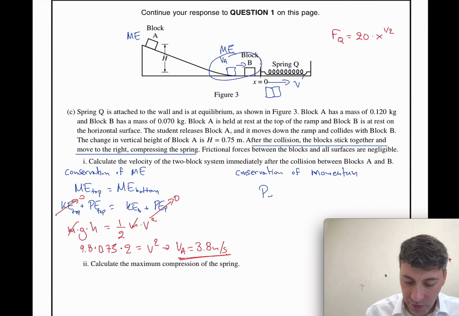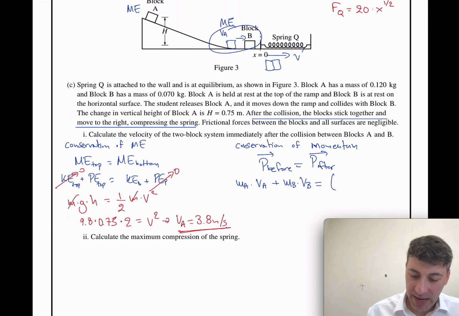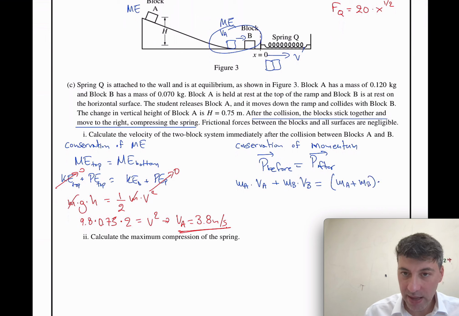So the momentum before is equal to the momentum after. So the mass of object A times the velocity of object A plus the mass of object B times the velocity of object B is equal to the combined masses, because they stick together, mass A plus B together, times the velocity of the combined object just after the collision.